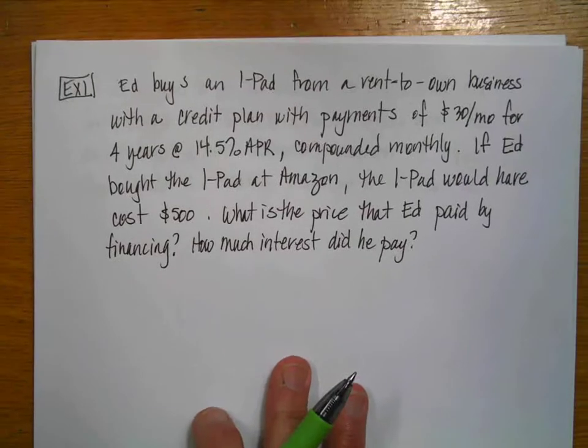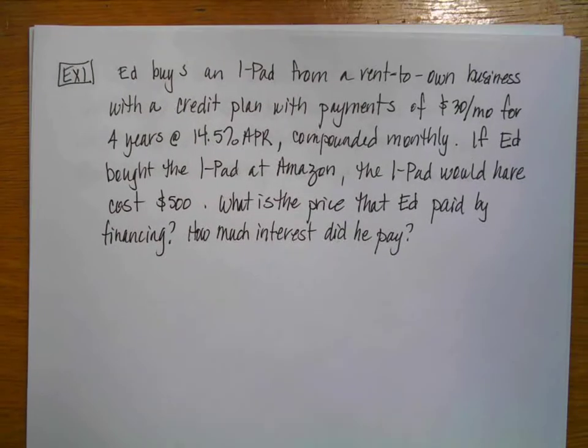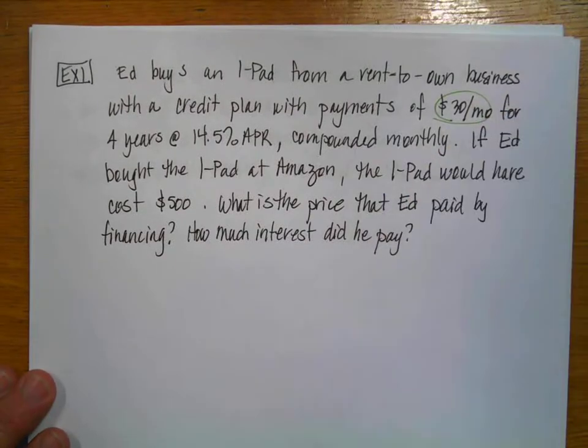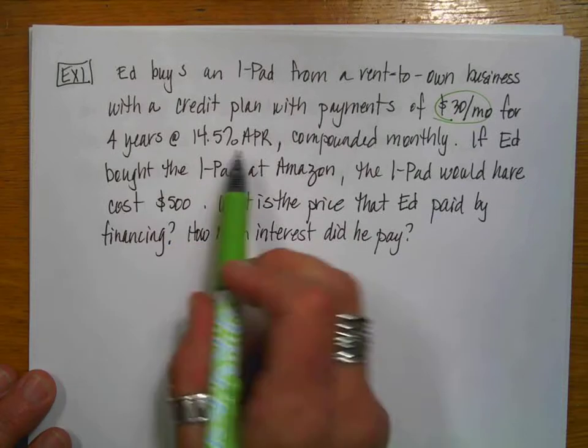So we're going to start with an example. Ed is going to buy an iPad from a rent-to-own business with a credit plan that has payments of $30 a month for 4 years at 14.5% APR compounded monthly. So when you look at this, it doesn't look like that big a deal, but I'm going to pay $30 a month for 4 years.